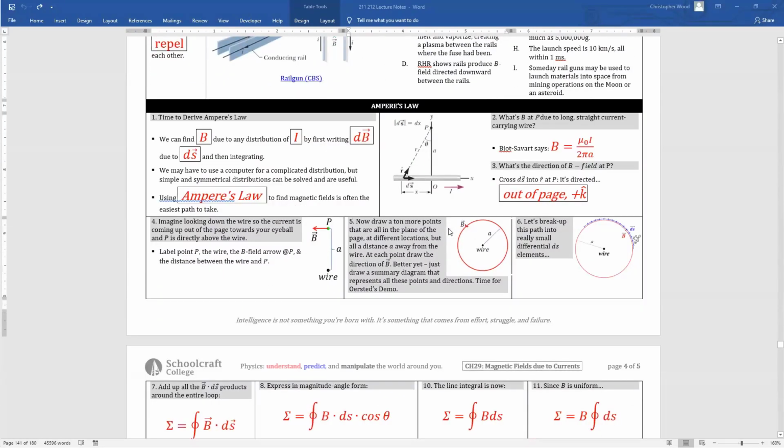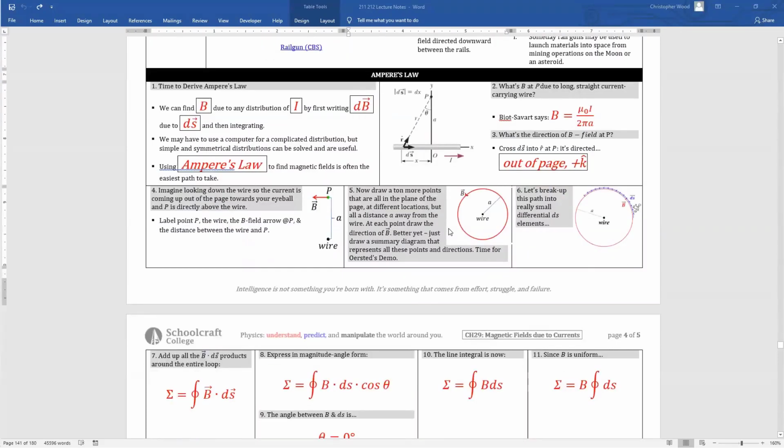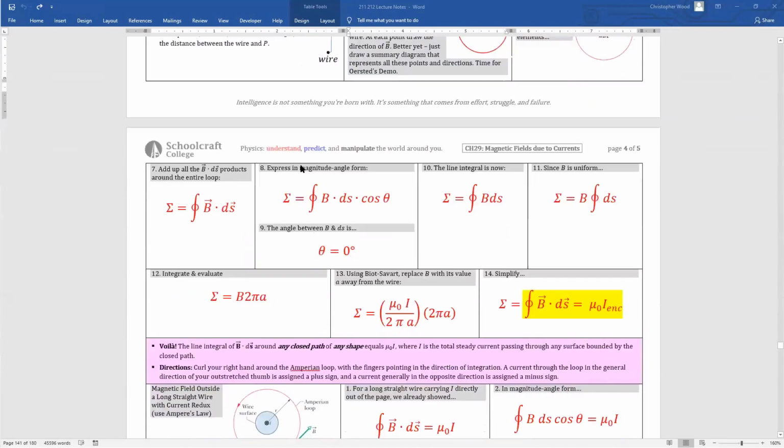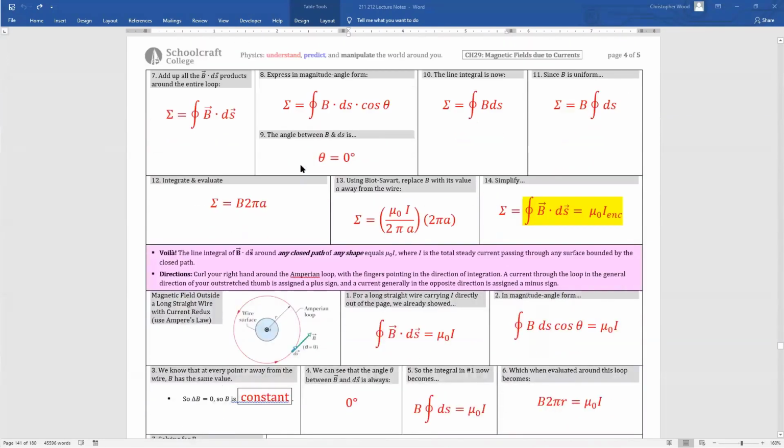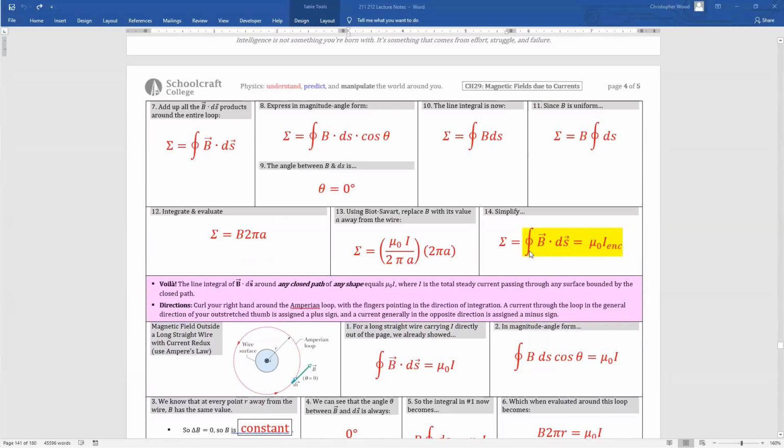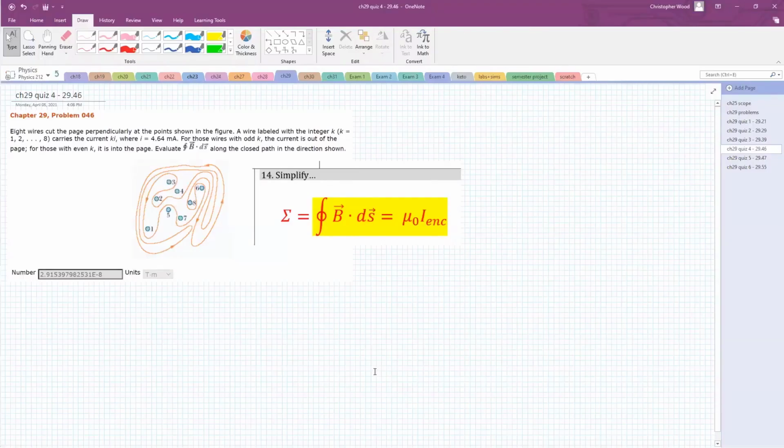Why? Because it makes you a better problem solver. It makes you smarter if you know the derivation. Hopefully you will learn and get smarter from boxes 1 through 14. But the final result is box 14, which is Ampere's law, and that's what this problem is all about. So I copy and pasted Ampere's law in my notebook right here.